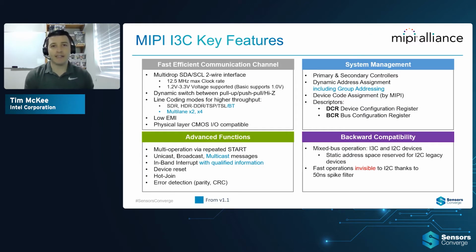So what are some of the key features? Why do we believe that I3C is such a great interface? Well, it's a fast and efficient communication channel. Multi-drop two-wire interface with a max clock rate of up to 12.5 megahertz and different voltages supported, 1.2 to 3.3 volts with I3C Basic supporting 1.0 voltage. We also allow the dynamic switching between pull-up, push-pull, high-Z, all great for efficiency.